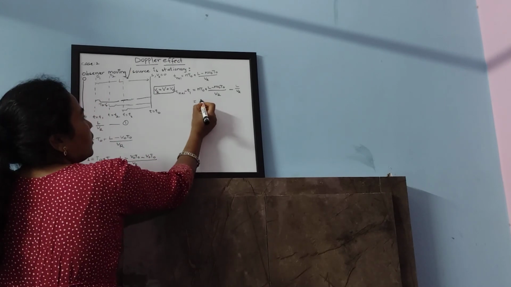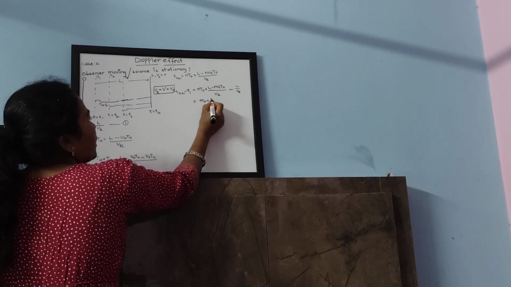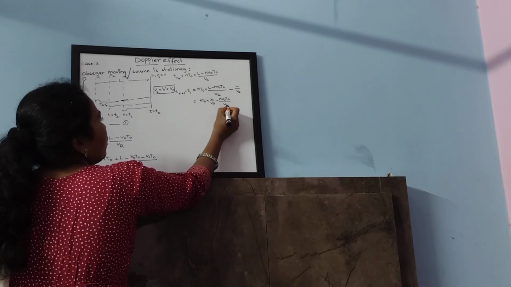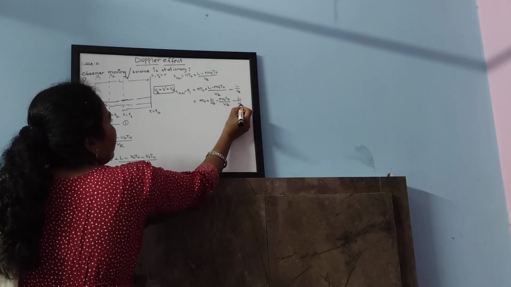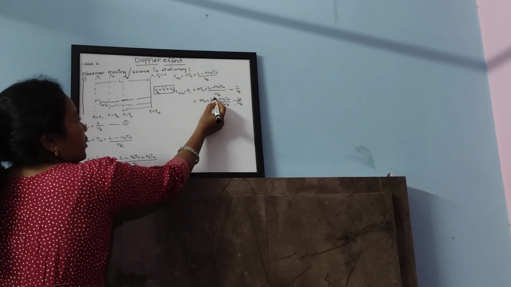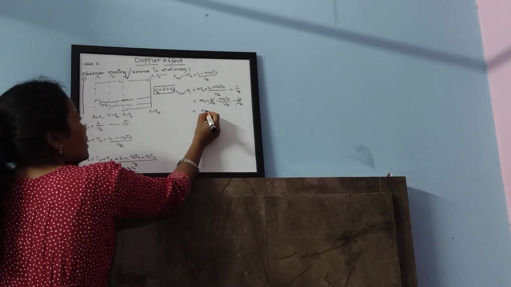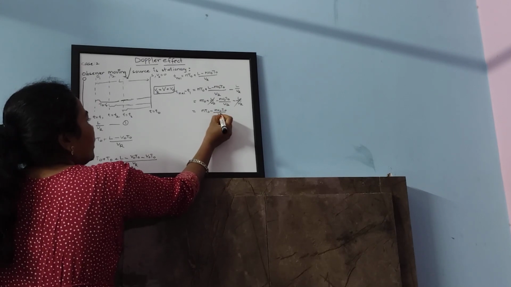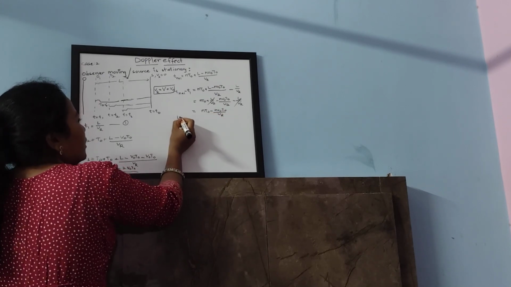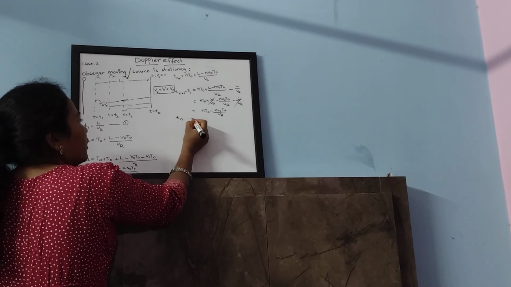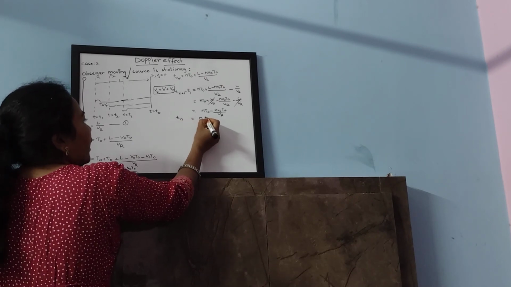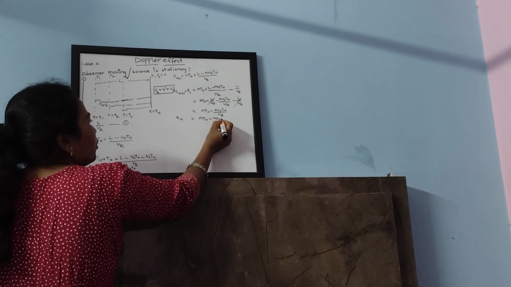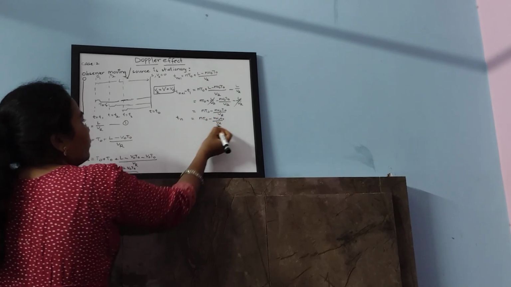Let us simplify all these. n T naught plus L by VR minus n V naught T naught by VR minus L by VR. Cancel L by VR and L by VR and simplify it. n T naught minus n V naught T naught by VR. From this, it is the time taken for the n crest. Tn is equal to n T naught minus n V naught T naught by VR.